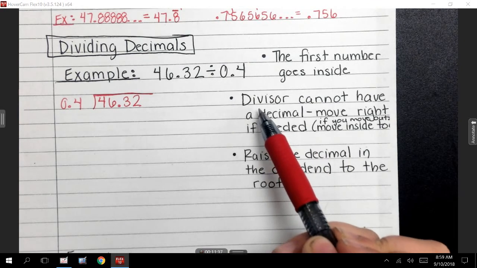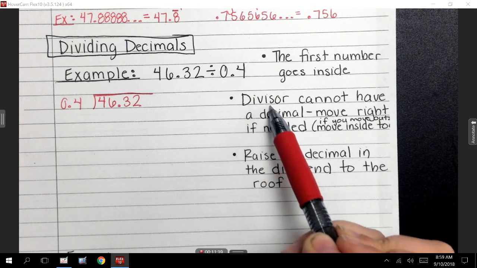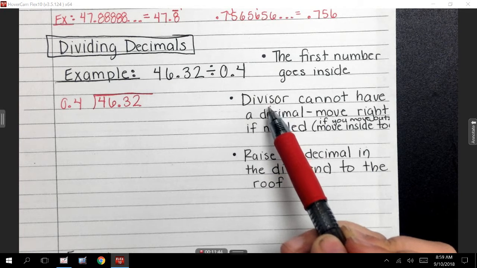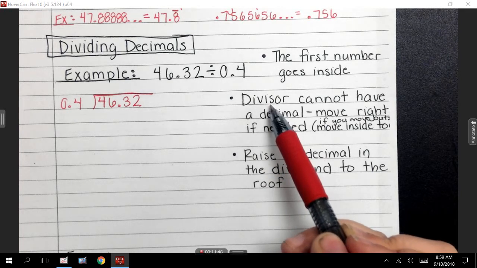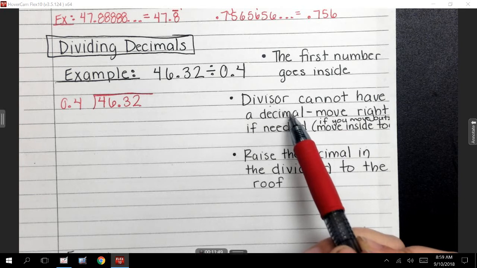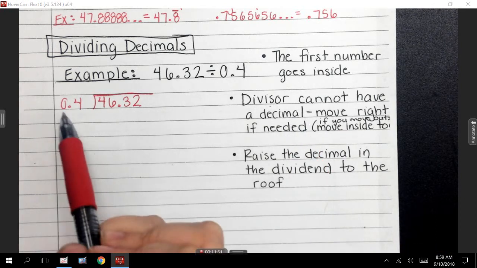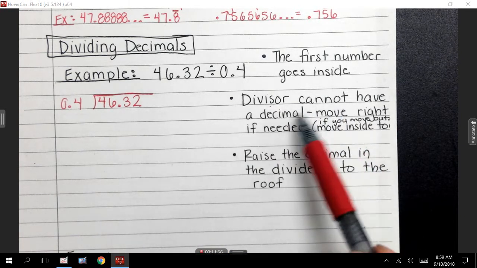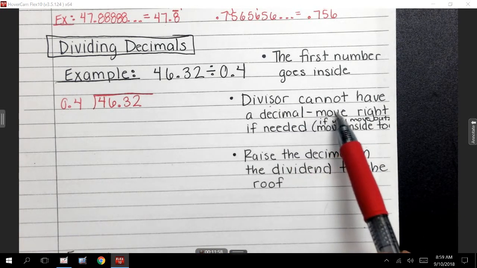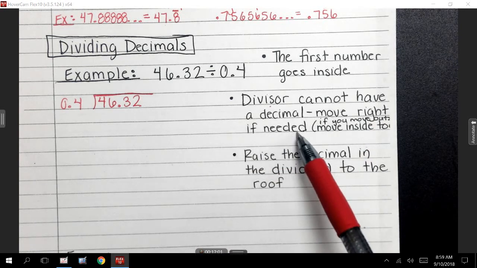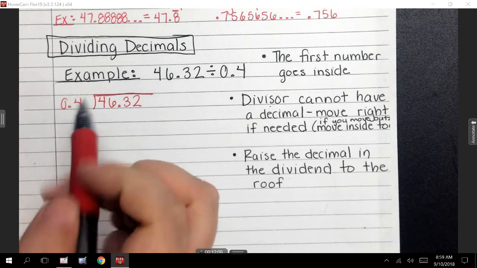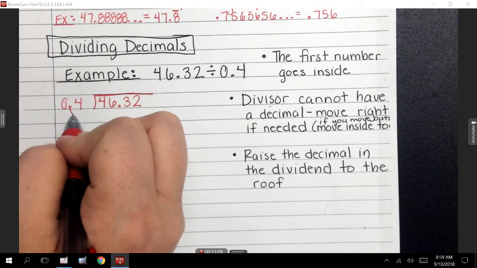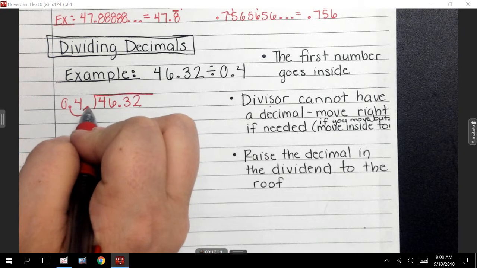Then step 2. Step 2 says the divisor, which is the number at the door. Now this just says divisor, right? It doesn't say anything about the dividend? No, it just says the divisor cannot have a decimal. That means we're in trouble because if I look at the door, we definitely have a decimal. So let's keep reading. It says the divisor cannot have a decimal. Then it says move to the right if needed. Well, we definitely are needed here. So we need to move this to the right. How many spaces over? 1. So that's going 1 space over to the right.